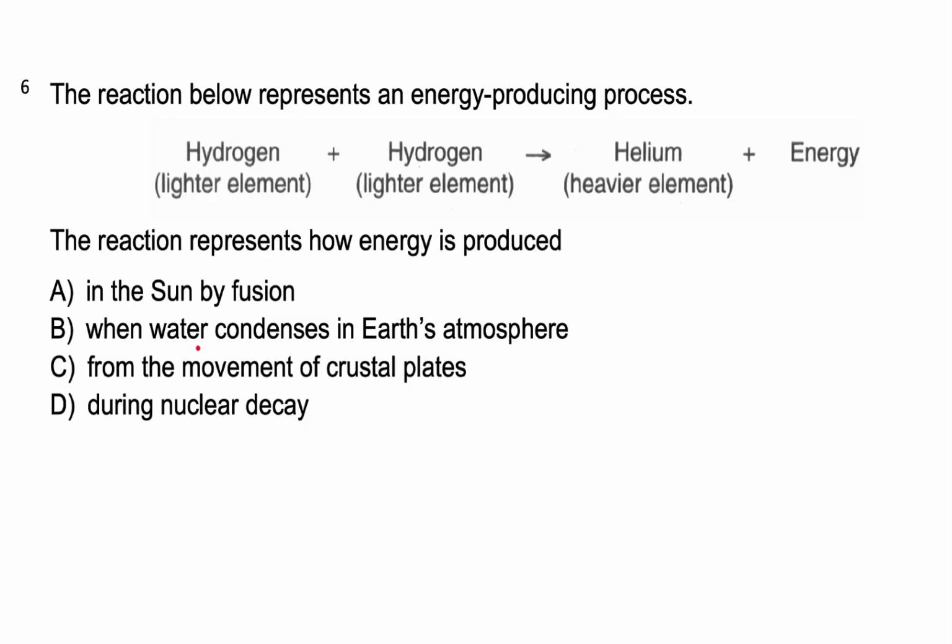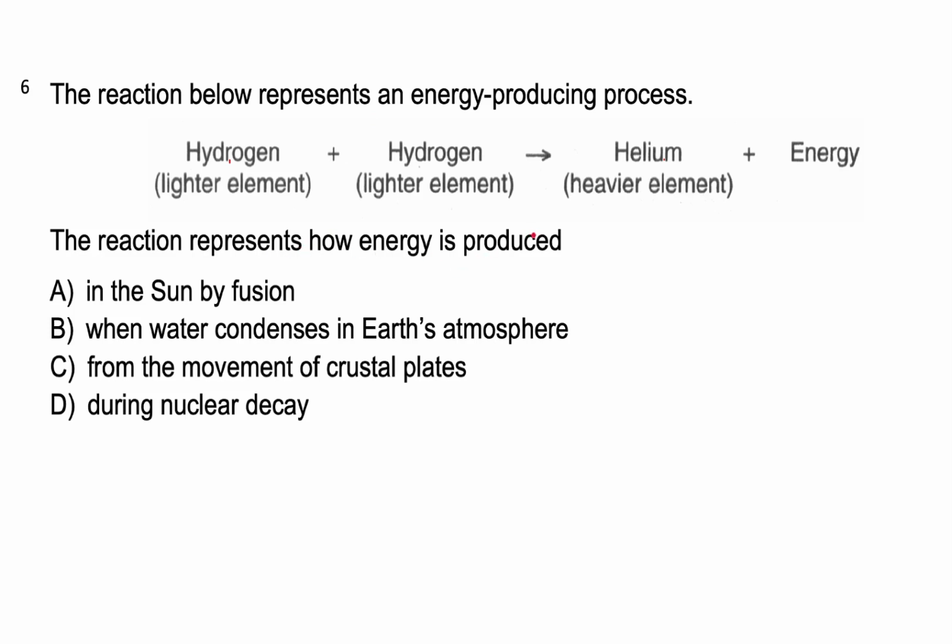Here's another look. I picked this question because sometimes my students totally forget some of the key words and phrases we talk about. So here they give you a reaction. It says the reaction below represents an energy producing process. So notice you have hydrogen, lighter element, plus hydrogen, lighter element. And remember I told you what happens when you put the two hydrogens together, the two hydrogen protons. You're going to get helium, which is a heavier element, plus energy. And it says this reaction represents how energy is produced.